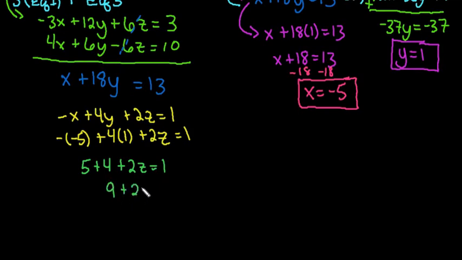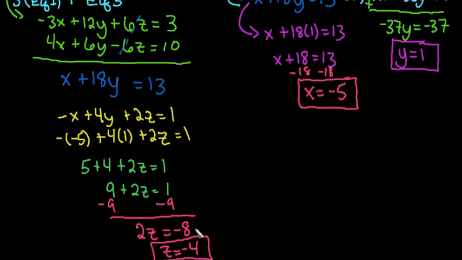So we have 9 plus 2z equals 1, and a lot of these steps could be skipped here, especially since this is taking up so much room. So we end up with 2z equals negative 8, so z ends up being negative 4. So now we have our 3 answers.